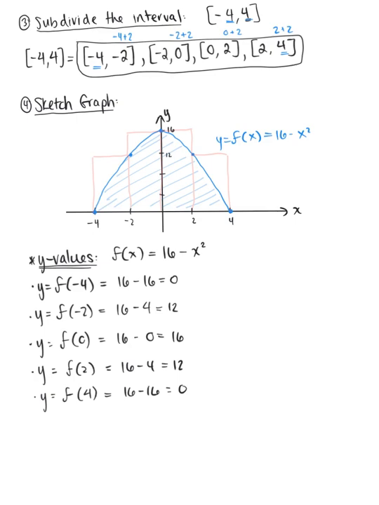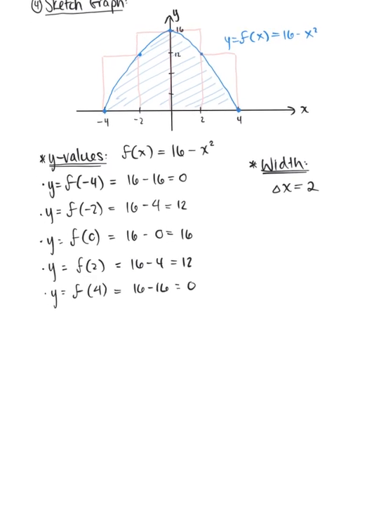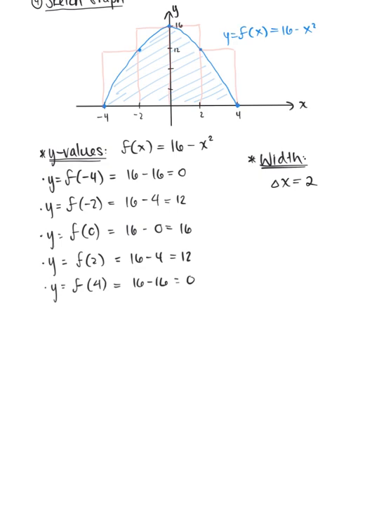Okie dokie, so we have everything that we need. We have all the y values, which will produce the heights. Let's keep in mind, we know that our width of each one of these subintervals, or these rectangles, was 2 units long. And we can now go ahead and approximate with a lower sum and then an upper sum. So in part A, we want to approximate the area with a lower sum.